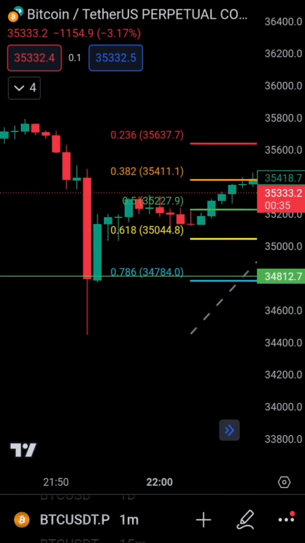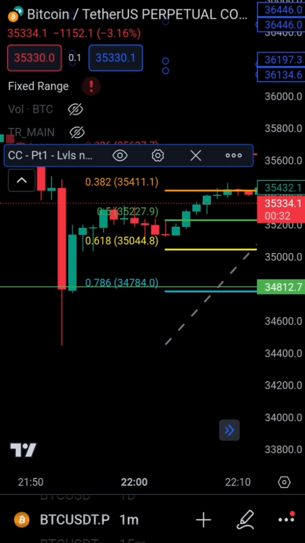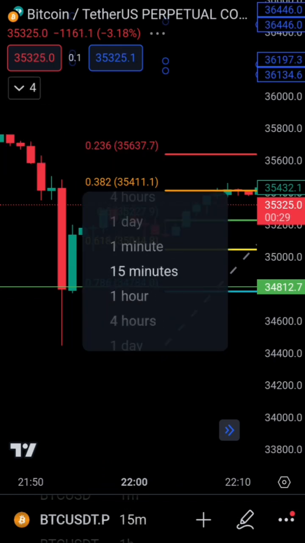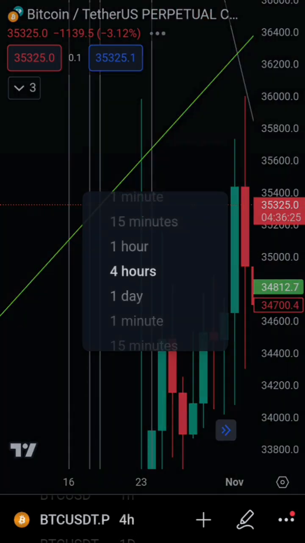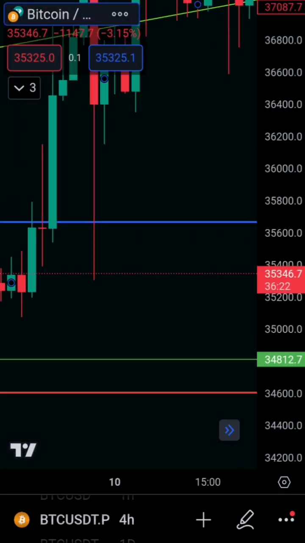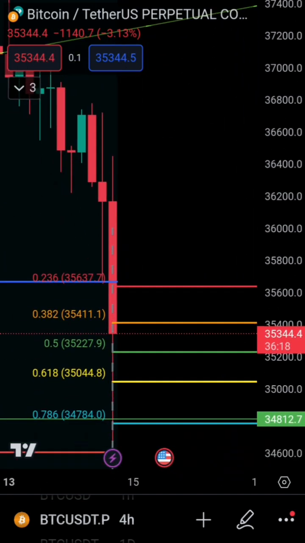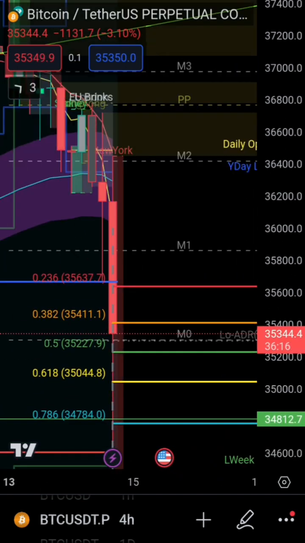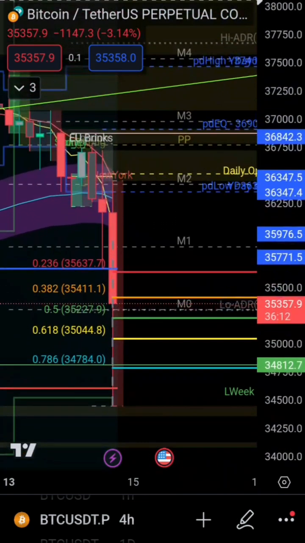Now the thing is, we have naked point of control at around 36.8k, 39,555 and at 42k. Those are levels of interest if Bitcoin is able to push up. If you miss this short, you wait for a retracement, a rejection at the 50 EMA, or even a rejection of the daily open of this candle, and have your alert set.